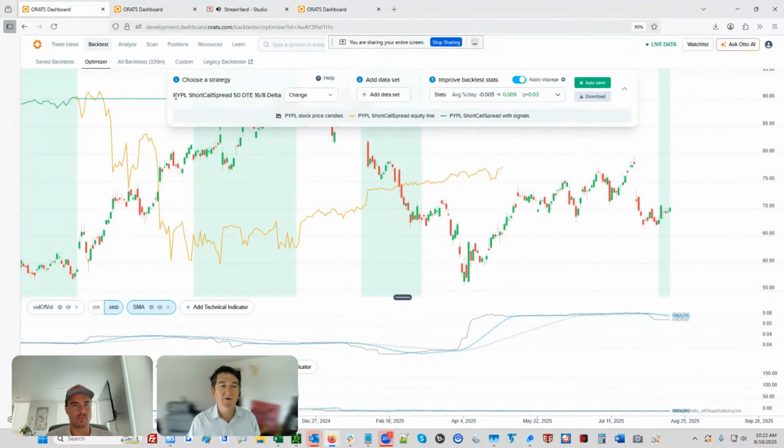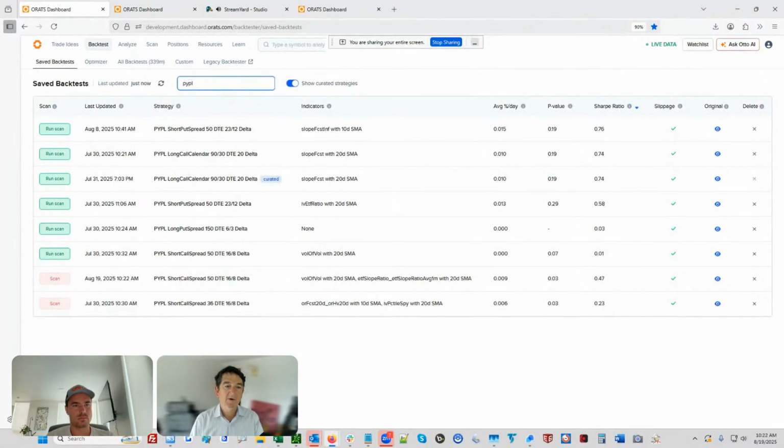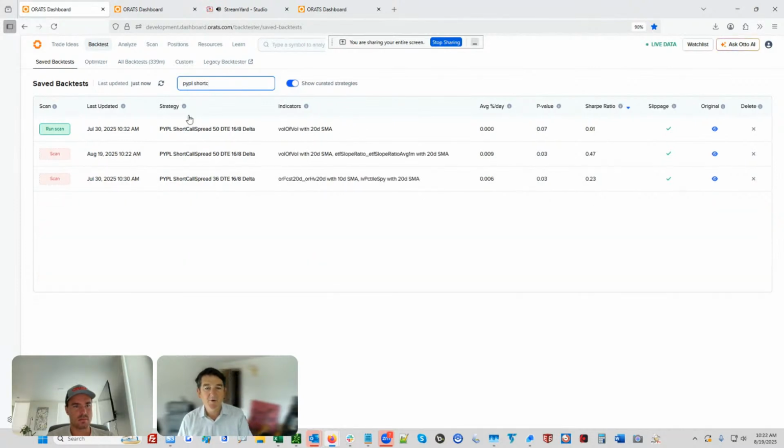So we've saved it. So the 50 DTE and PayPal. So then it's in my saved backtests, and then here's PayPal, and then I could just say short call spread. So we have a few already.